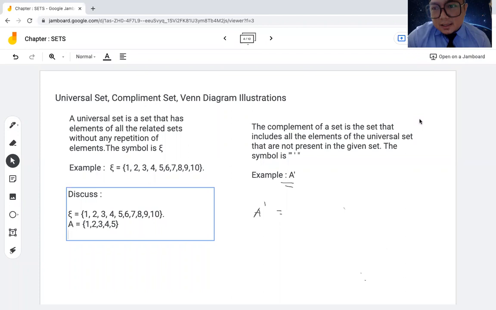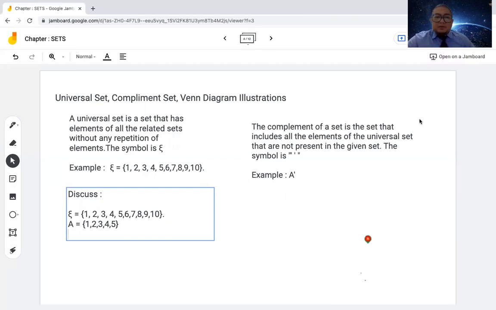All right, hello guys. So we're going to continue with a discussion about the chapter sets. If you would like to review all the previous topics, all you need to do is to view the previous video so that you can have a review on that particular chapter or part.